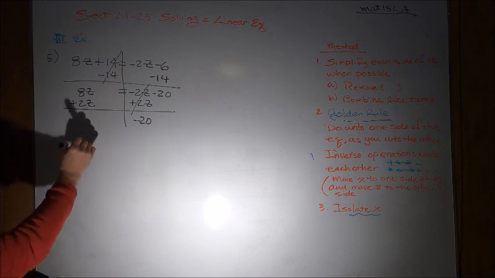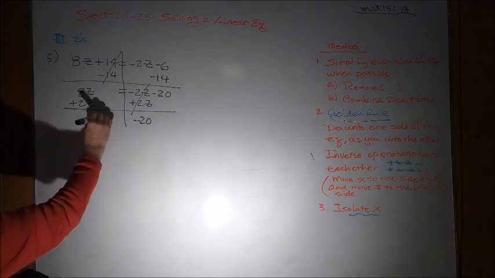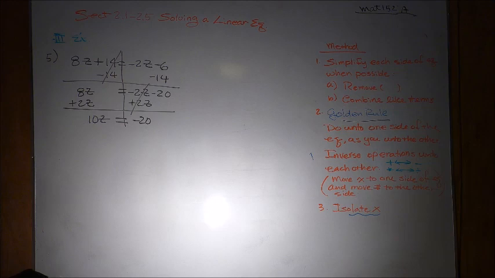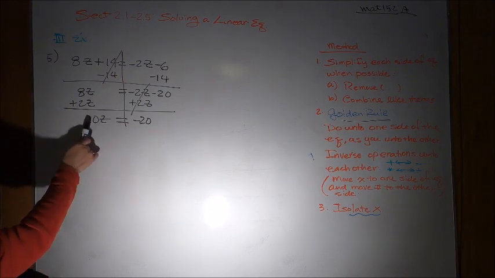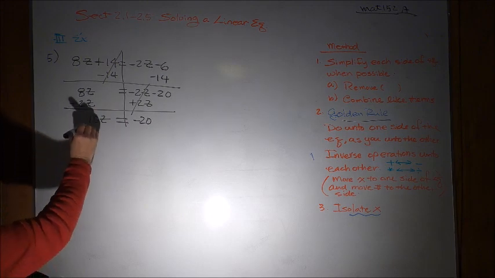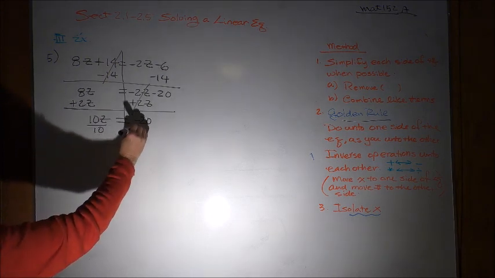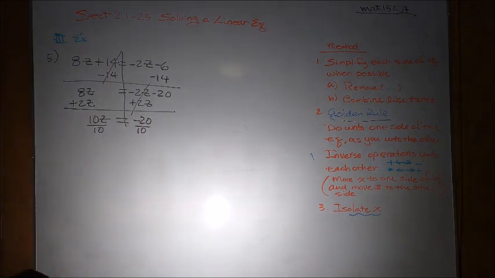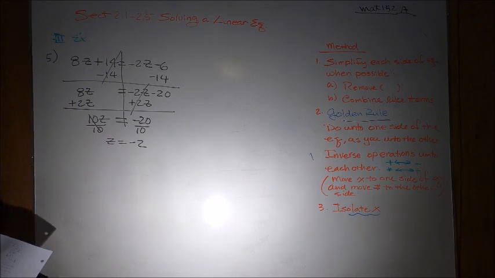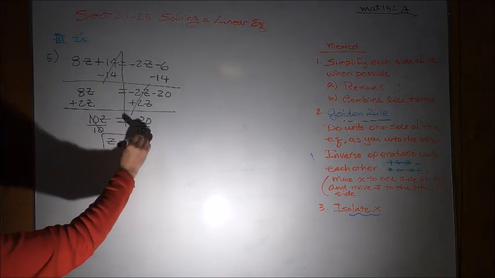And this one would be what? 8 and 2 would be 10z equals negative 20, right? Then get the variable by itself. Get rid of 10 by doing what? The opposite, right? Divide by 10. So then the variable by itself is negative 2. That will be your answer.